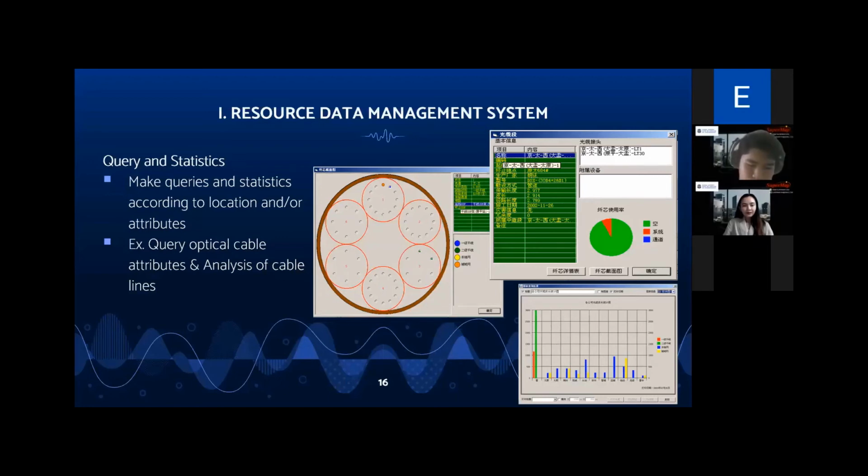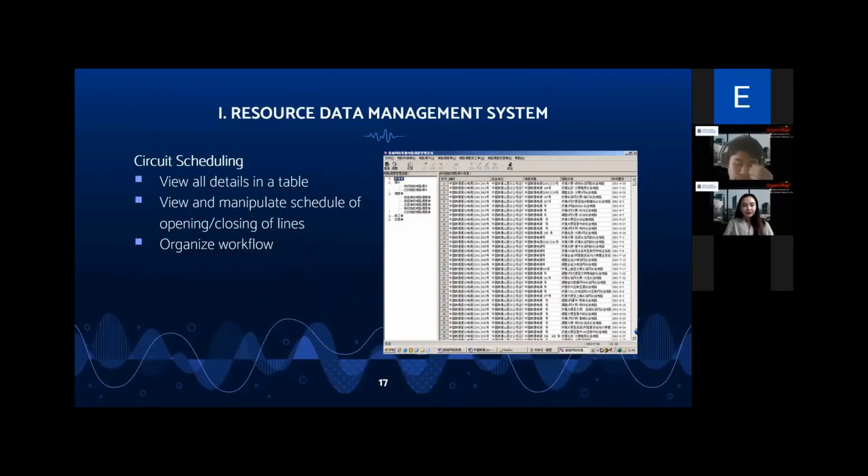A schematic diagram of the cross-section of the optical cable is also shown for an intuitive display of the data. The blue circles represent the primary level optical cable lines, while the green circles represent the secondary optical cable lines. These are applications developed in the GIS system to make a more efficient and more user-friendly workflow for the management of optical cables.